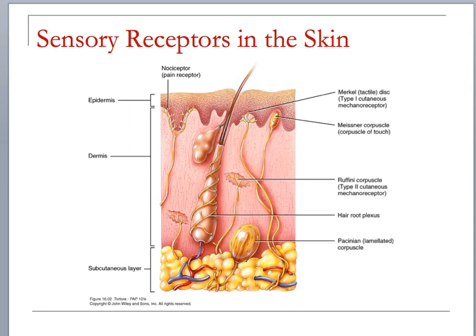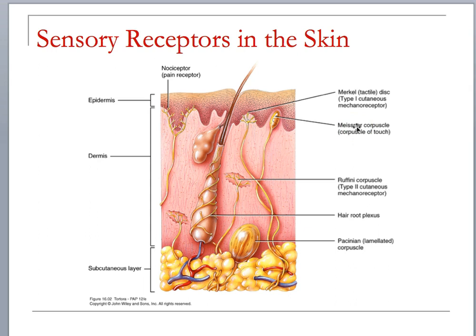And you've seen this figure multiple times in this class. In fact, the moment you finish the introductory material, we bring you here, right? Because I need you to understand that you are a sensory organism. And here are the nociceptors that are free nerve endings. And you can have Merkel or tactile discs, which are type 1 cutaneous mechanoreceptors. And here are corpuscles of touch.